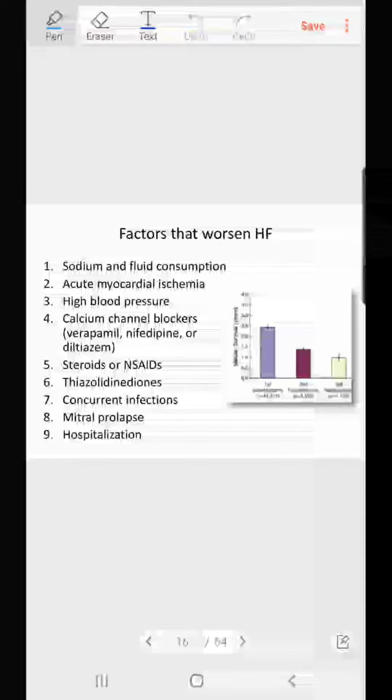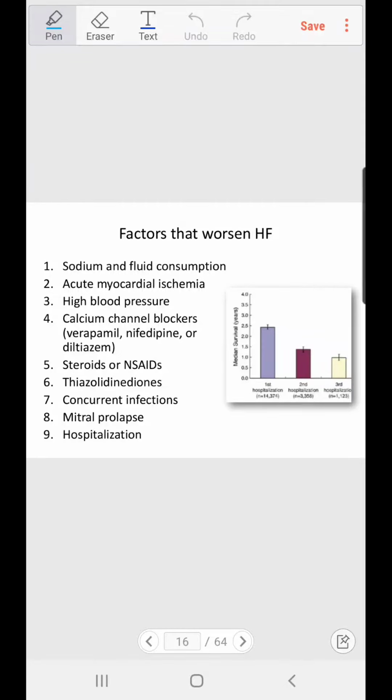Factors that worsen heart failure: sodium and fluid consumption, as we mentioned before, acute myocardial ischemia or heart issue, high blood pressure, calcium channel blockers. So these are contraindicated in heart failure, including verapamil, nifedipine, or diltiazem. The steroids or NSAIDs, the group of diabetic medicine, thiazolidinediones, pioglitazone is one of them. Concurrent infection, mitral prolapse, and hospitalization. These are factors that worsen heart failure.